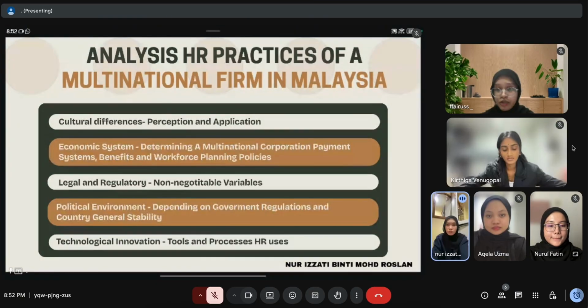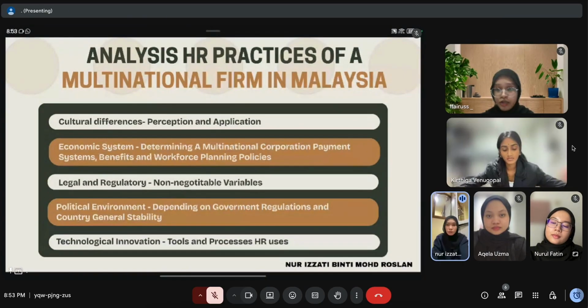The second key is the economic system. This significantly impacts multinational corporations' payment systems, benefits, and workforce planning policy. Malaysia is a mixed market economy, which requires HR to navigate market forces and national economic policy. Local custom practices such as market salary surveys, mandatory contributions, and cost of living design are crucial. However, HR also must manage national minimum wage law to ensure competitive, sustainable, and affordable rewards.